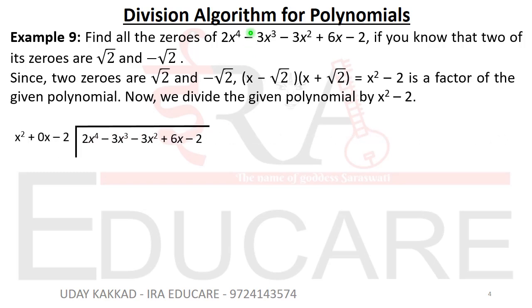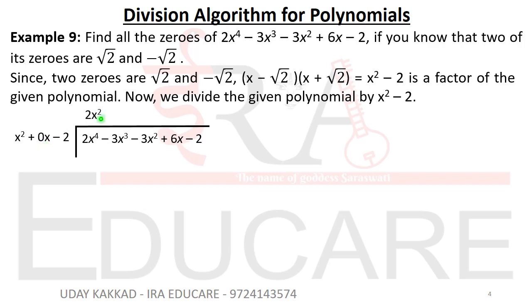So now start dividing. Here I put a 0x. Why? Just for reference, so you don't get confused. That's why I am putting the 0. This is nothing but a 0x. If you multiply any value with 0, you get 0. So at the end of the day, you get x square minus 2. This 0x is just for reference, right? Now divide it.